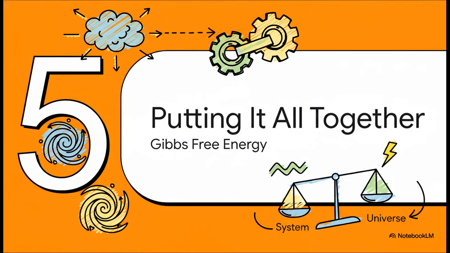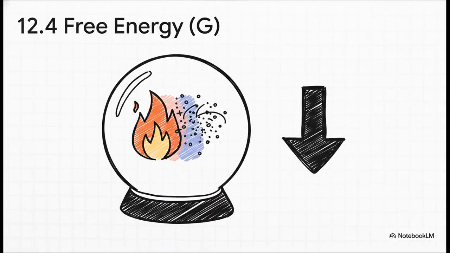Okay, so how do we predict if something is spontaneous by only looking at our system? We can't exactly measure the entropy of the entire universe every time we run a reaction. That's where free energy comes in to save the day. This is it. This is the ultimate predictor we've been building up to. It's a single value that tells us if a reaction will proceed on its own. And the rule couldn't be simpler.